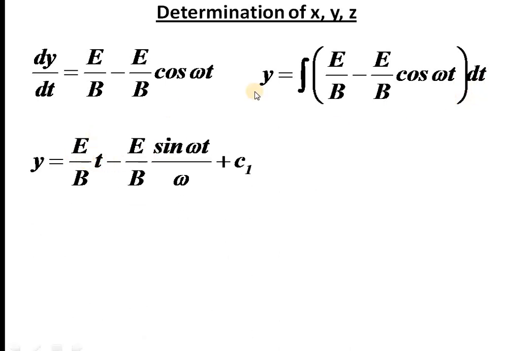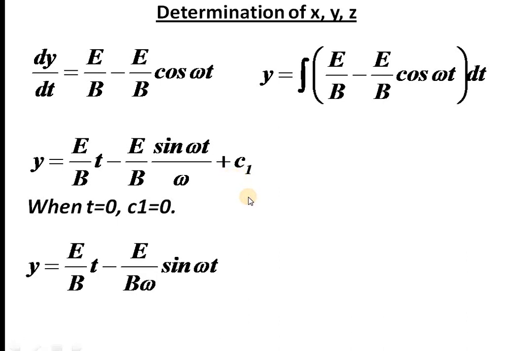Let us see how it is done. First integrate E by B dt. That will be E by B t minus the integral of E by B cos omega t dt. You can integrate separately; I am not showing it here, but you can do it one by one. First is E by B dt, then integrate E by B cos omega t dt. Of course, the integral of cos omega t is sin omega t by omega plus some arbitrary constant. Again, you can apply the boundary condition at time t is equal to 0. At the beginning, the particle is at the origin, so C1 should be 0.